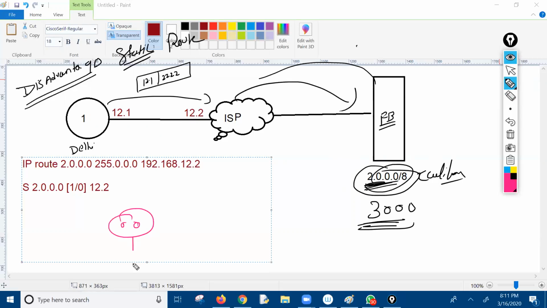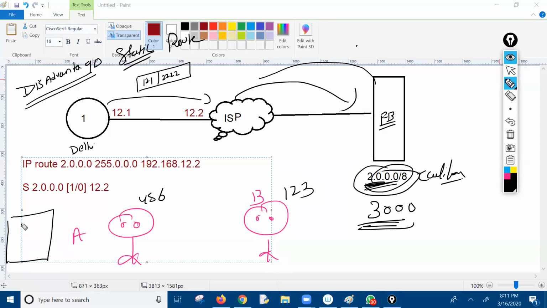Whenever this guy's name is A and this guy's name is B, so you have a number of B. B has a phone number 123 and this guy has 456. So in the phone book of A, he has the number of B, which is 123. So they can make a call, right? They can easily make a call to B because they have the number in the phone book.